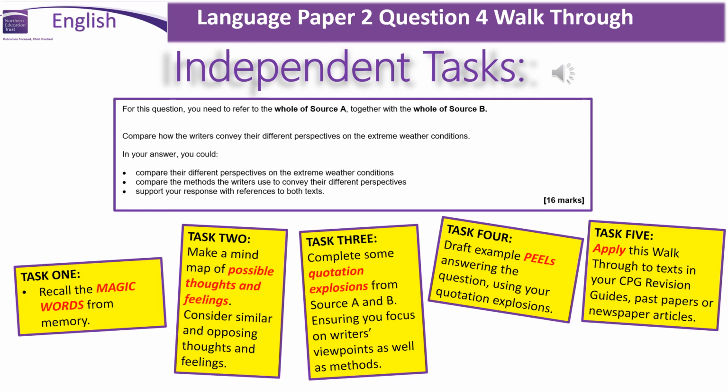And task 5, apply this walkthrough to texts in your CGP revision guides, past papers, or even newspaper articles. So for example, if you can find a relevant newspaper article on anything that's going on in the current day, what does the writer think about it? Can you identify what the writer thinks about it?